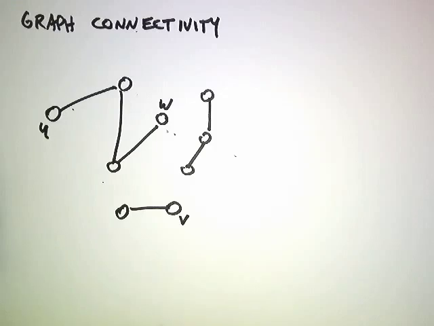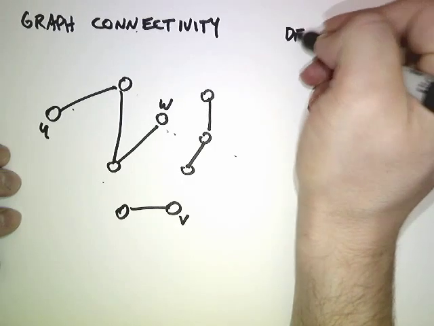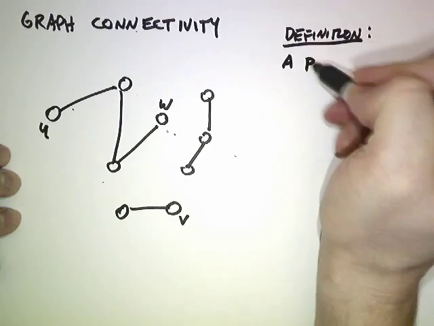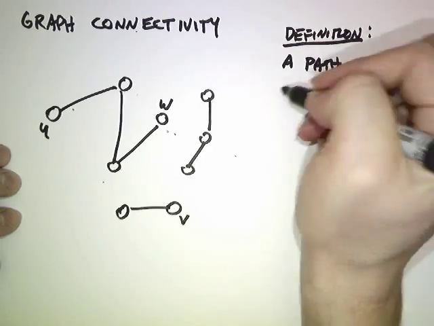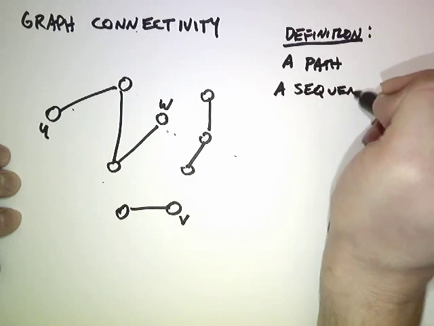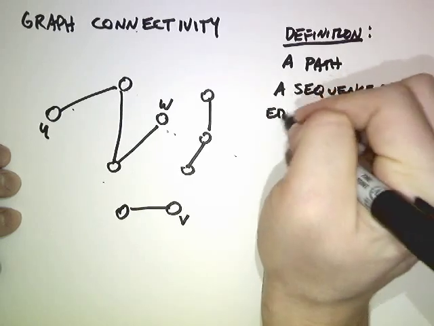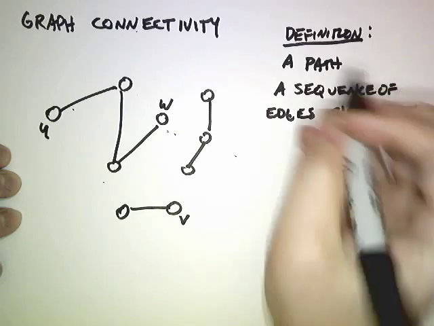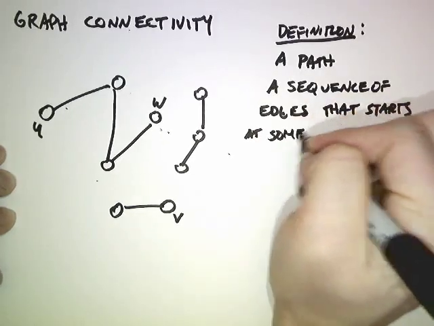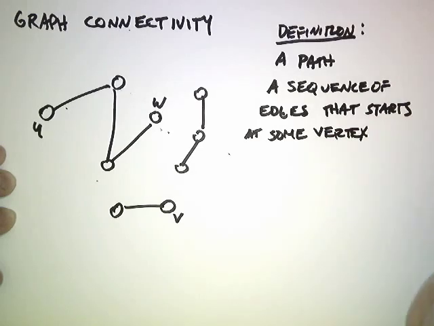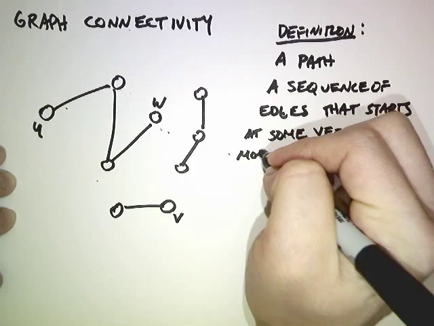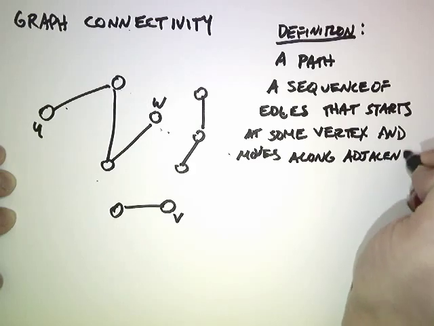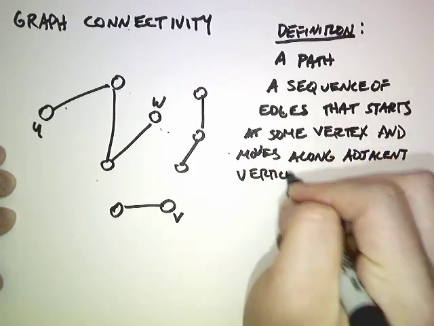I'll make these notions more formal in a minute, but the simplest definition for connectivity is a path, and that's a sequence of edges that starts at some vertex and moves along adjacent vertices. So it's a pretty simple idea.